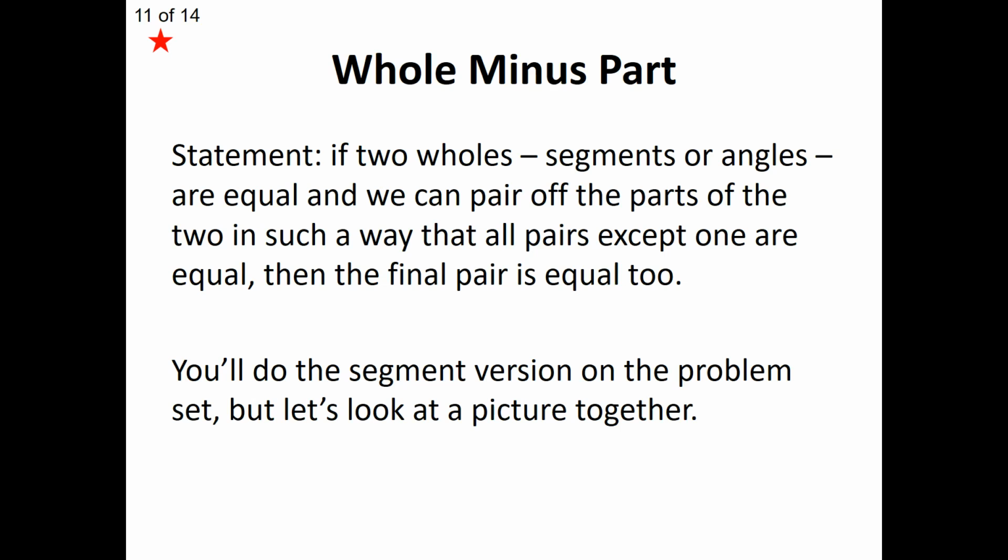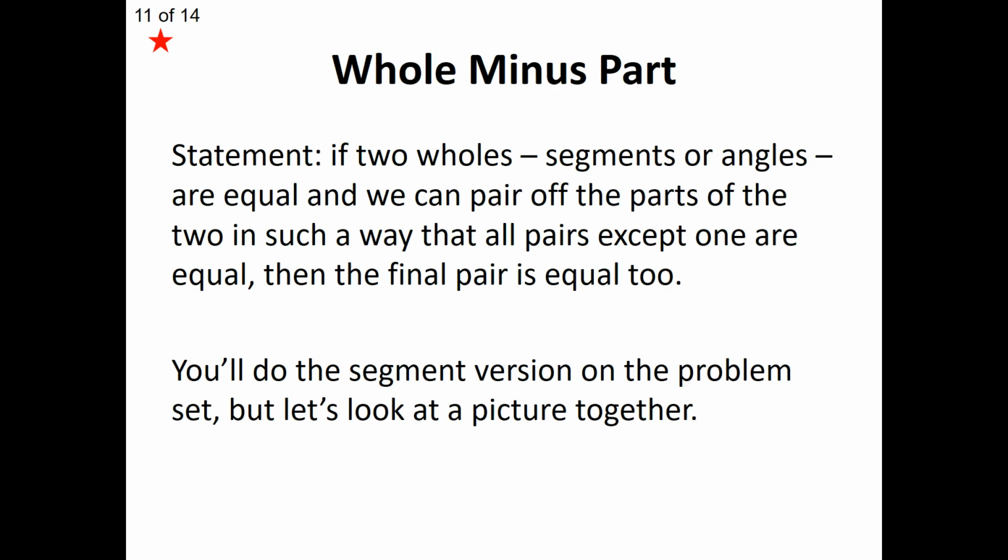If I were to subtract those parts off of the whole, what could I say about the remaining parts? Well, I'm taking equals from equals, which means I would know that the remaining parts would be equal. So let's prove that. If I have, again, two wholes, either segments or angles, and we can pair off the parts of the two wholes in such a way that all pairs except for one are equal, then that final pair has to be equal too.